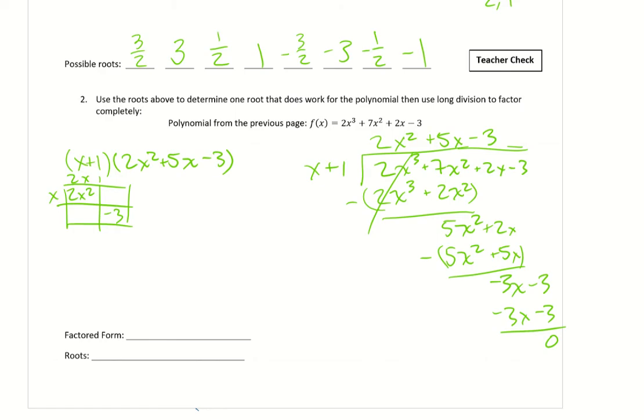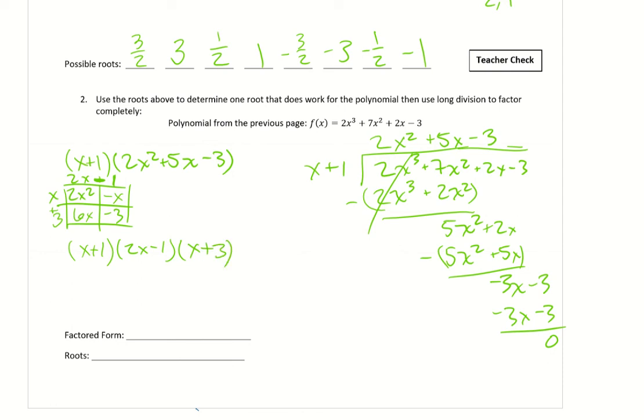It's not exactly those, though, because you have the 2 here. But it's going to be 2x. You know you have the x, right? So you can do x plus 3 here. And then this is going to be 2x minus 1. So then you have negative 1 times 3 is negative 3. x times negative 1 is negative x. 2x times 3 is 6x. 6x minus x is 5x, so it works. So now we factored it. So we have x plus 1 times 2x minus 1 times x plus 3.